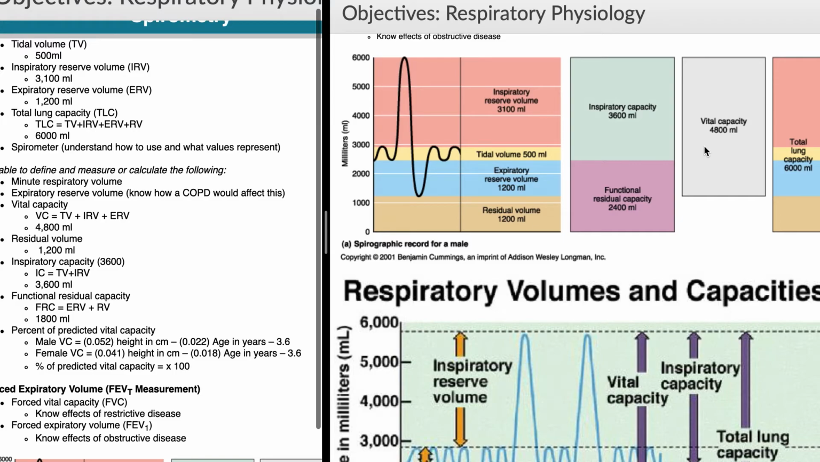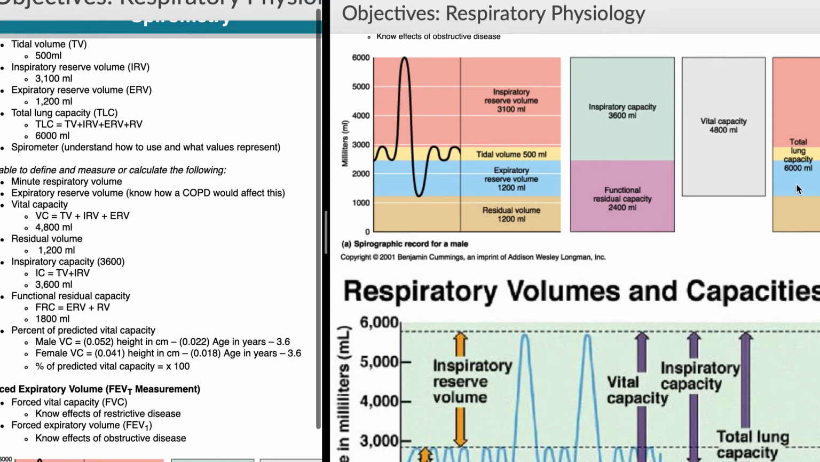That's the one where you basically take a giant breath in as much as you possibly can. You get up here in the chart, and then you could put a spirometer on your mouth and then you blow out as much as you possibly can. And that would give you that peak to peak, maximum top peak to bottom peak. That's the vital capacity.